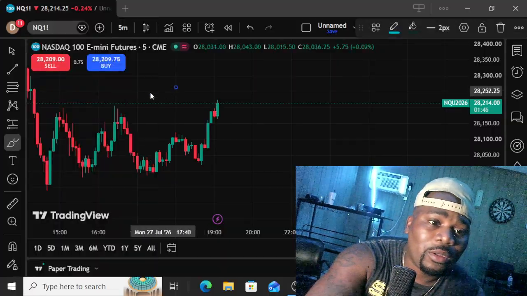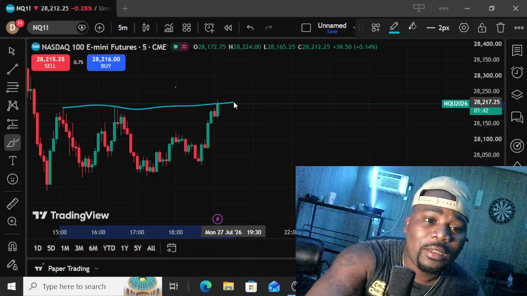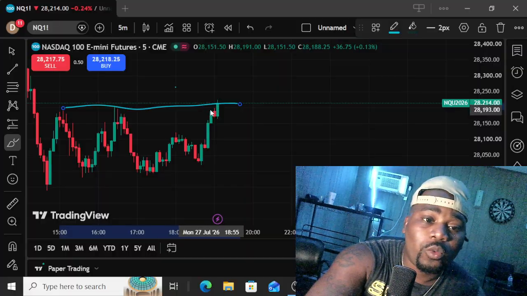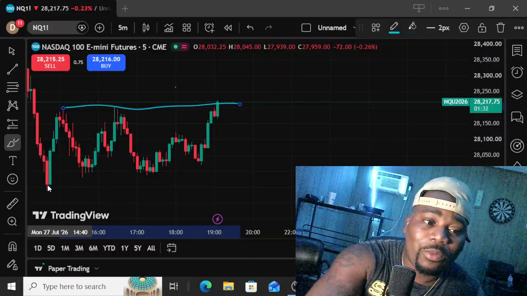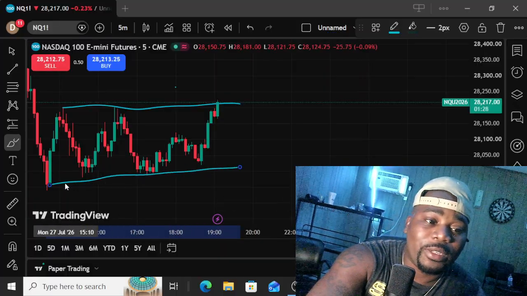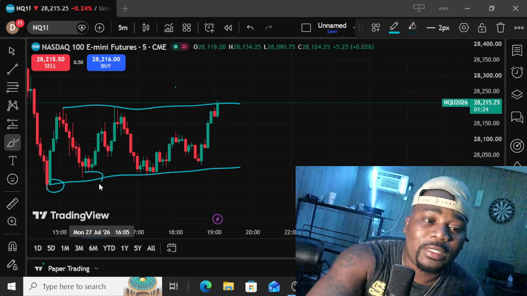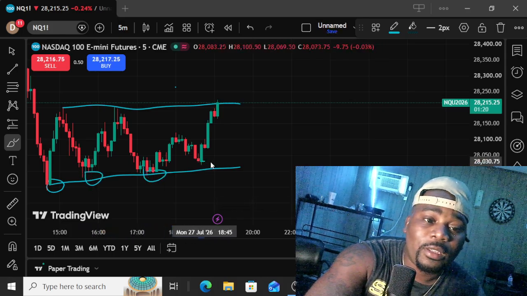Okay, so like I say, once you see that candle hit the top, you would want to go in for sales. Same way with the bottom. This is called the support level. This is the floor. All this is the floor.